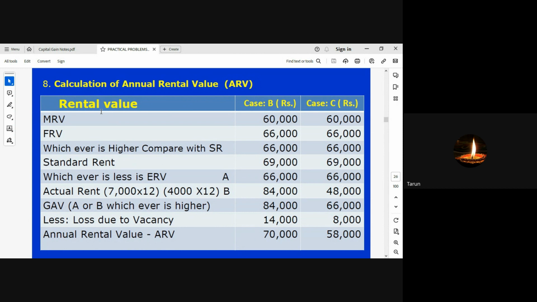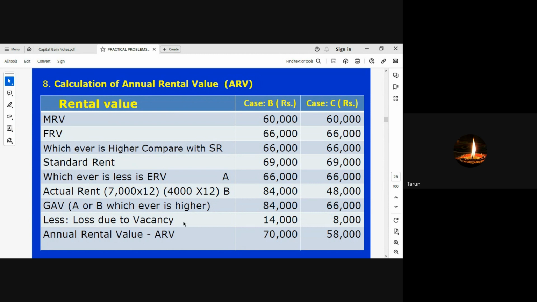So whichever value is higher, that is 84,000, the actual rent value, is higher than the expected rental value, and that value is called the gross annual value, or in other words the annual rental value. So 84,000 is the gross annual value.